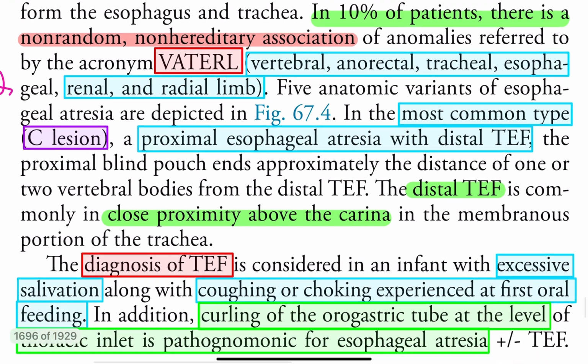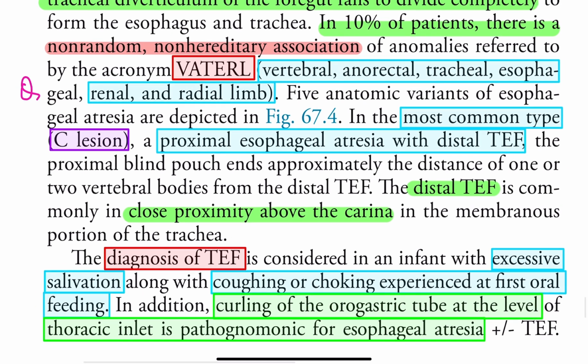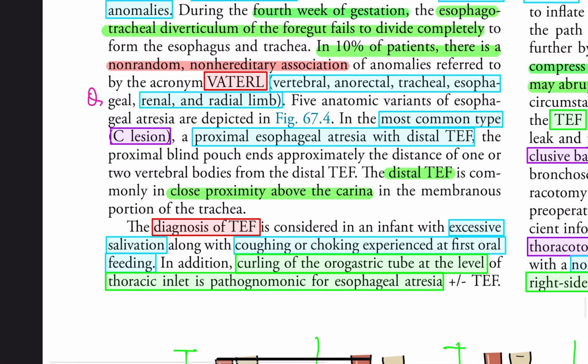There are 5 types. The most common is type C lesion. So what is type C lesion? Proximal esophageal atresia with distal TEF. So let's learn about the types.